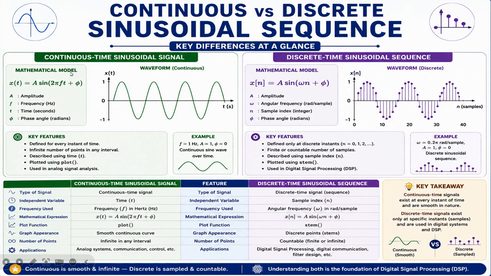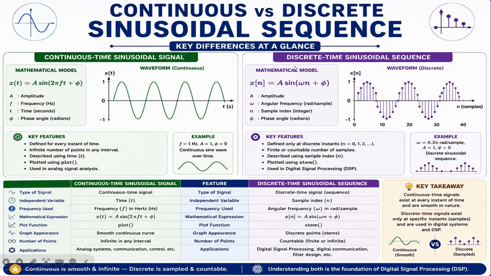Okay, so the key features for the continuous time sinusoidal signal are: it is defined for every instant of time, and there are an infinite number of points in any interval, and it is described using time t. Here it is plotted using the plot command. Then in applications, it is used in analog signal analysis.